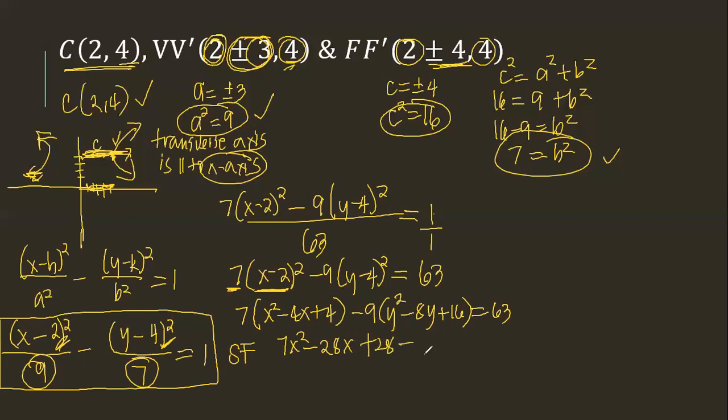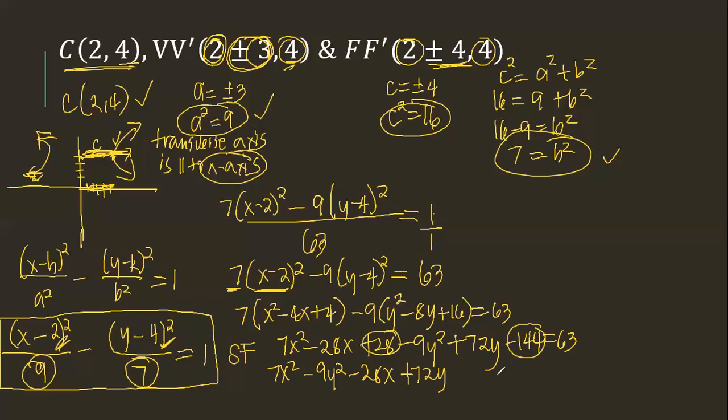Negative 9 times y squared, negative 9y squared, negative 9 times negative 8y is positive 72y. Negative 9 times positive 16 is negative 144 equals 63. Combining like terms, so we have 7x squared minus 9y squared minus 28x plus 72y. We have here 28, and then we have negative 144. Okay, so 28 minus 144 is negative 116.